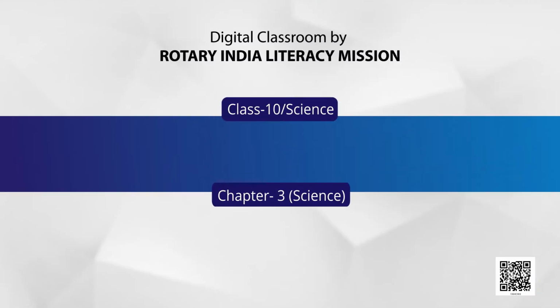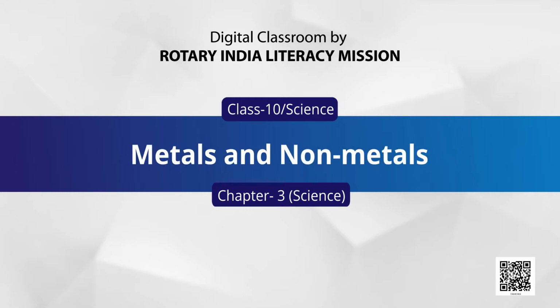Children, today we are going to study chapter 3 of class 10th science, that is metals and non-metals. So let's see what we have learned earlier. On the basis of their properties, elements are divided into metals and non-metals. Metals and non-metals are different from each other. Are their properties different from each other? Or do metals and non-metals react with each other, or with air, water or acid?